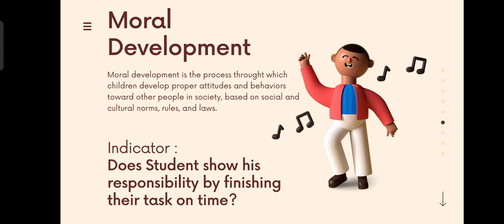And then the next is moral development. Moral development is the process through which children develop proper attitudes and behaviors toward others, people in the society, based on social and cultural norms, rules, and laws. The indicator: does the student show responsibility by finishing their task on time?